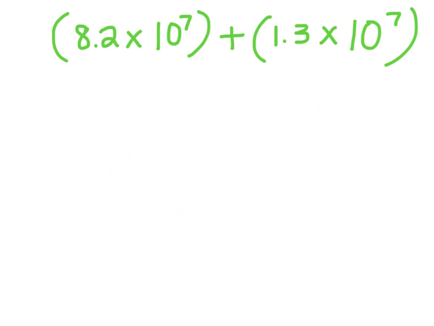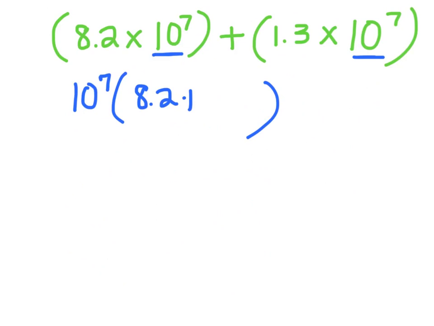All right, so the first thing you guys should have noticed is they both say 10 to the 7th. All right, so I'm going to rewrite this. I'm multiplying both things by 10 to the 7th. So I can write that as 10 to the 7th and then 8.2 plus 1.3. Remember, if I use the distributive property, it would get me back to this exact problem.